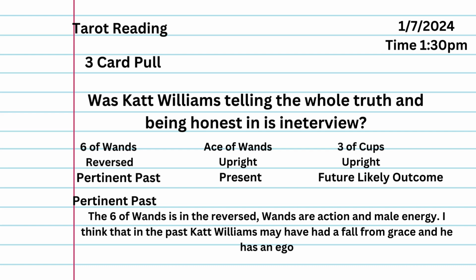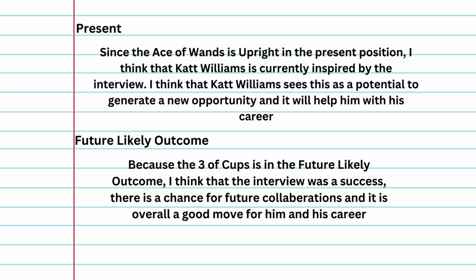Okay, so now we get to describe what each card means in this position. So what I put was pertinent past. I put the 6 of Wands is in the reverse. Wands are action in this male energy. I think that in the past, Katt Williams may have had a fall from grace, and he has an ego. So that's what I put, and it aligns with the reverse card and my keywords on the back of that card, right? So then you're going to go to the next one.